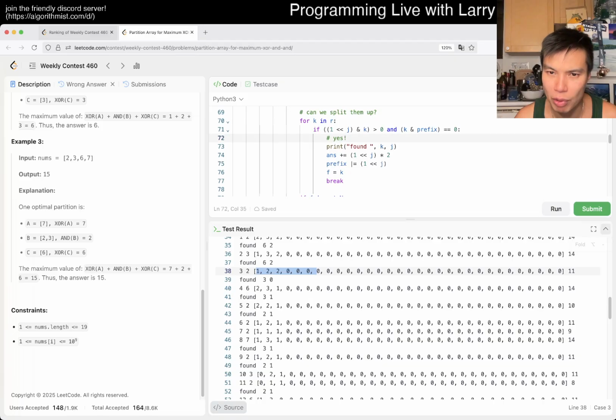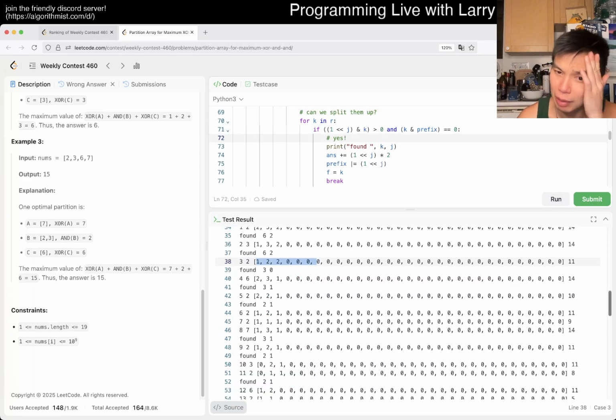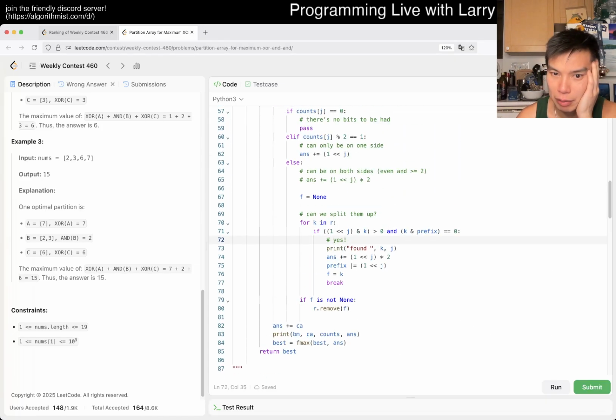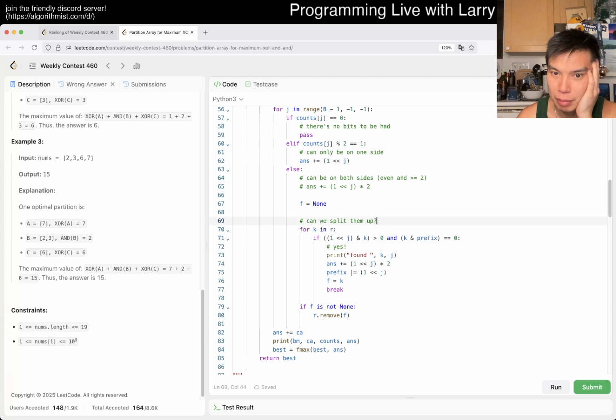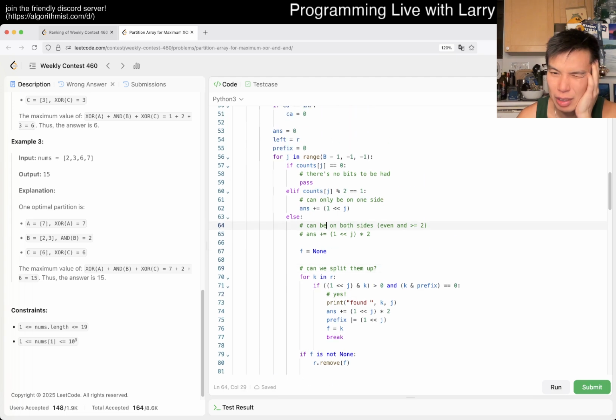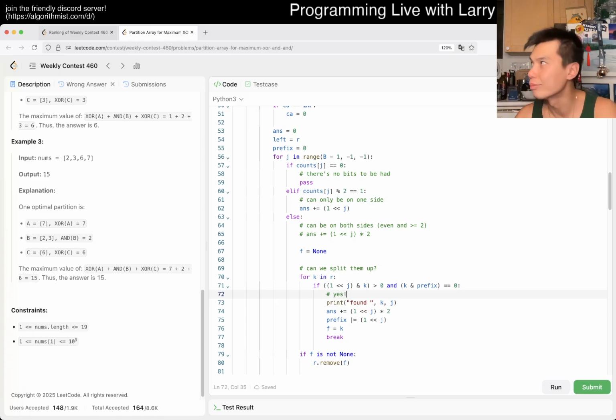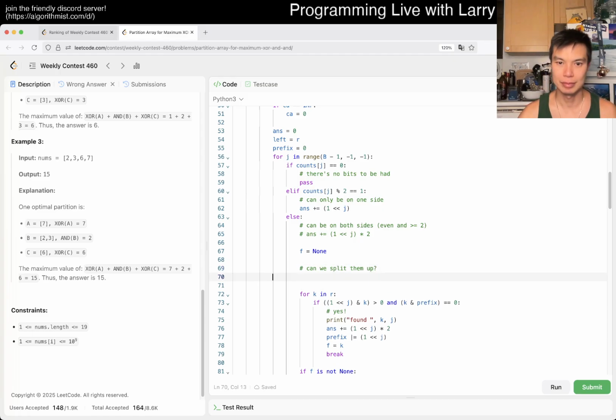Oh, because this is already split up. Okay, we could figure that out maybe. Can we split them up? Right now it is already split up. I have to do another loop. Okay, fine.